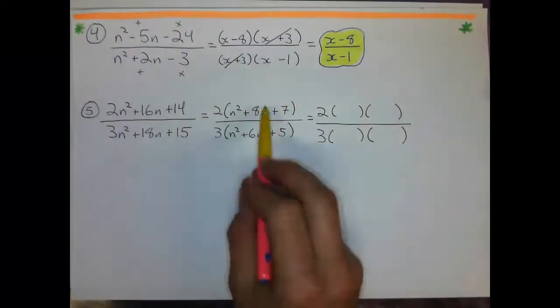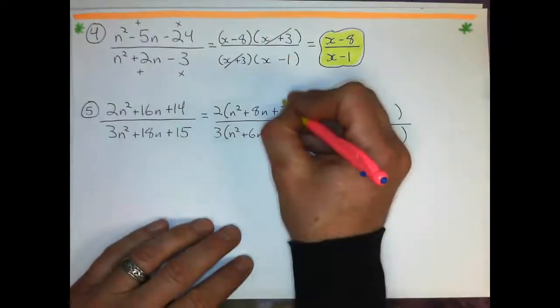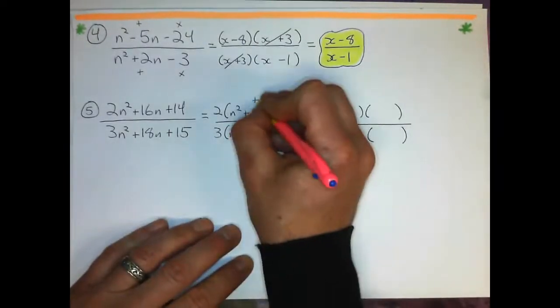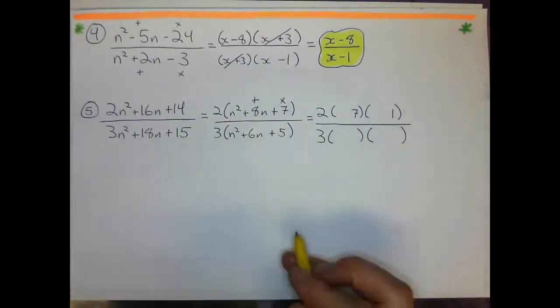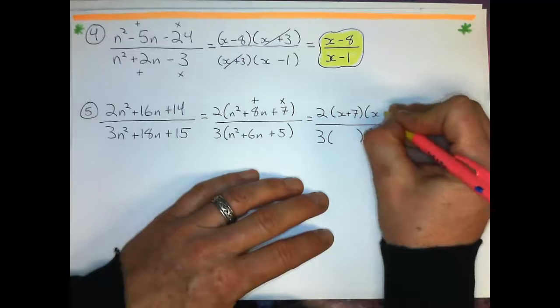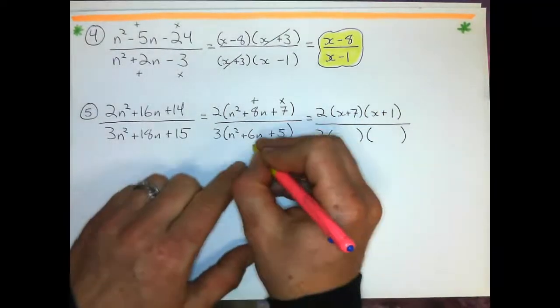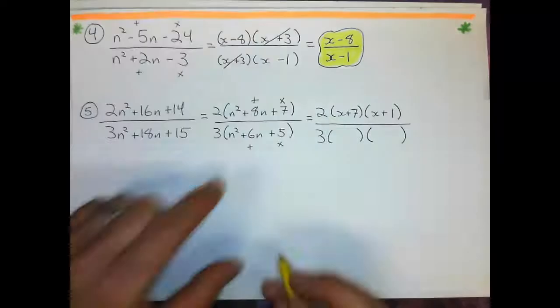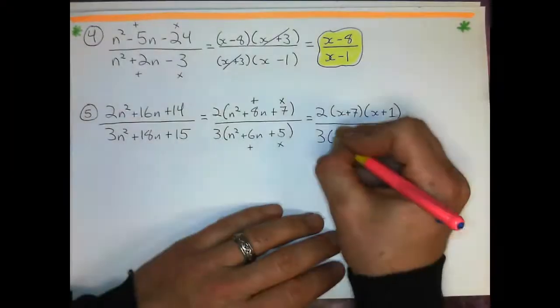All right, I set it up because these two are both going to factorize into two brackets. Think of two numbers that multiply to get 7 and add to get 8. That's going to be 7 and 1. Finish the rest of that. x plus 7 and x plus 1. And do the same thing down here. Multiply to get 5 and add to get +6. That's going to be +5 and +1. And finish the expression there.